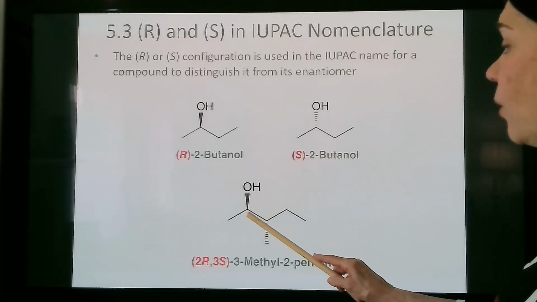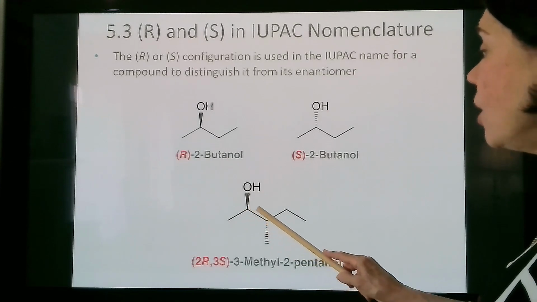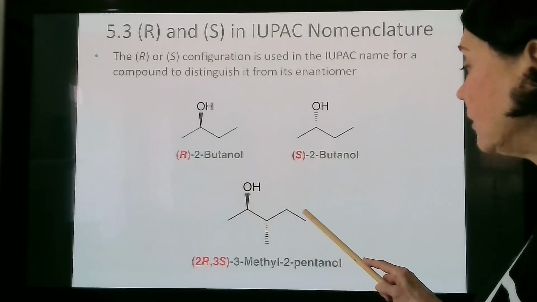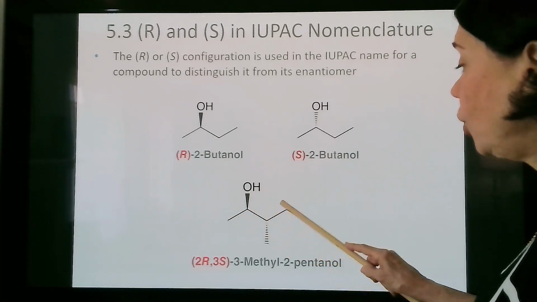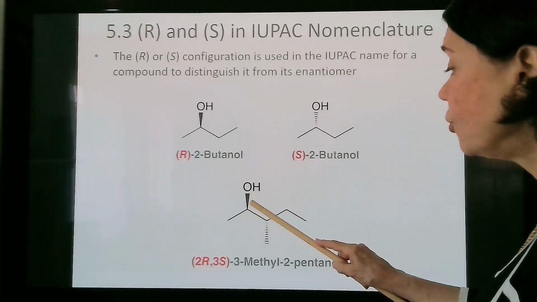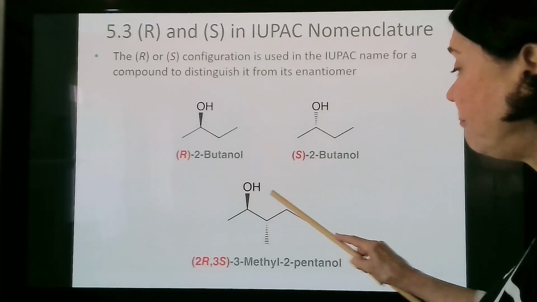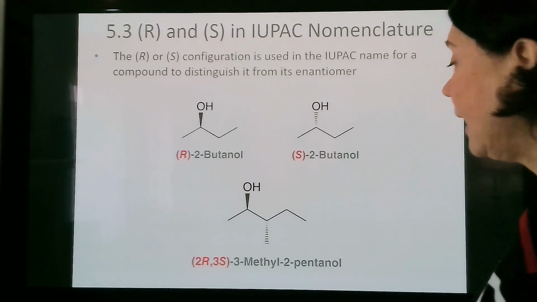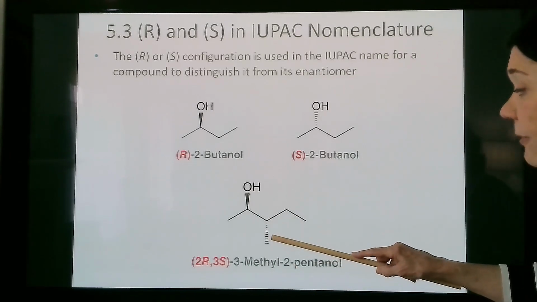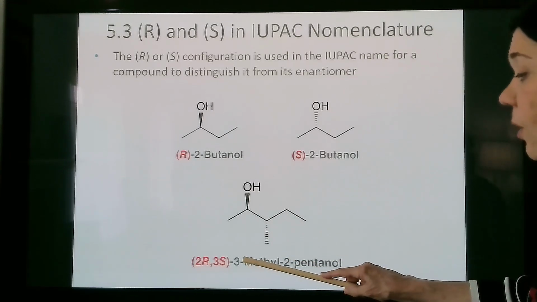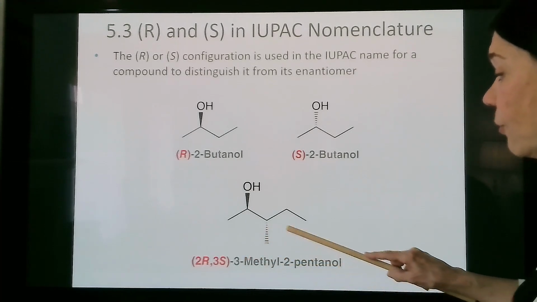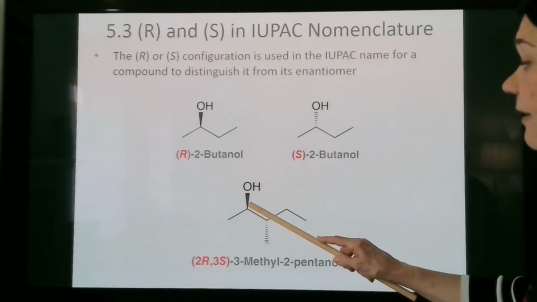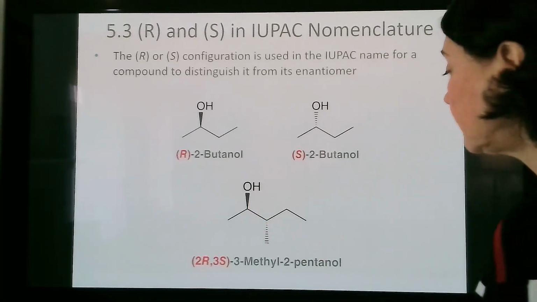Now, what if we have a molecule that has 2 chiral carbons? This molecule is going to be a 2-pentanol, 1, 2, 3, 4, 5, pentanol with the alcohol functionality at the 2 position. It also has a methyl group at the 3 position. So it is 3-methyl-2-pentanol. Okay? We number it so that the alcohol functionality has the lower number.